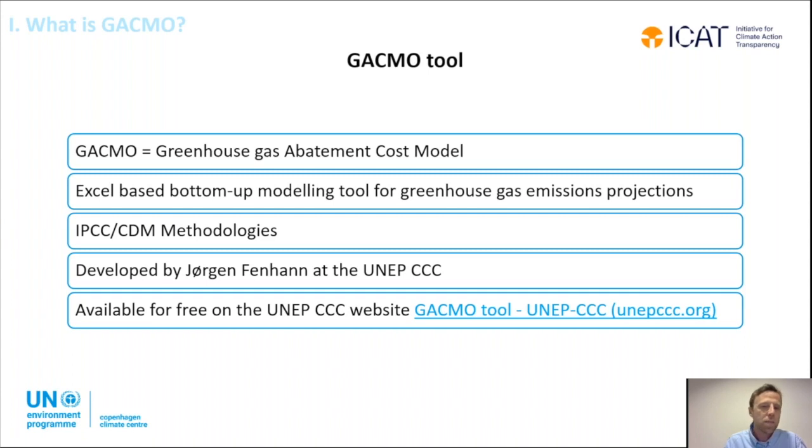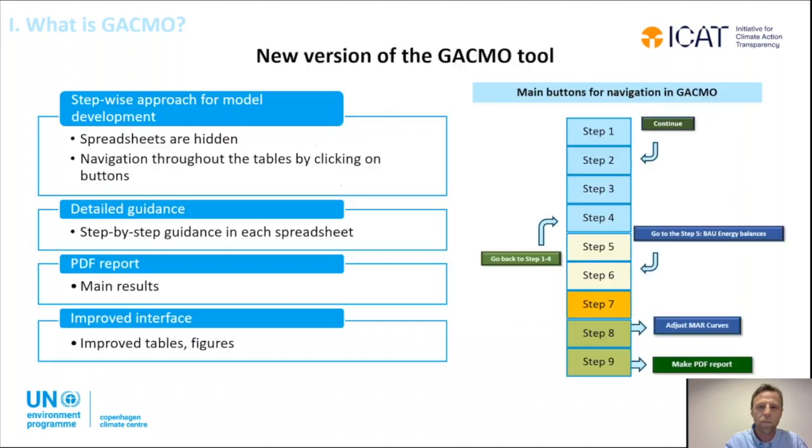So it means that the GACMO tool is in line with the international requirement related to GHG emission estimations and projections. As it has been mentioned, the GACMO tool has been developed at the UNEP Copenhagen Climate Center over the past 20 years. So it's a tool which has evolved over the years. And the tool can be downloaded for free on our website using the link that you can see now on your screen. Any user can download the tool, install it on his or her own computer, and once it is installed, you can use the GACMO tool offline, so you do not require an internet connection to use the tool.